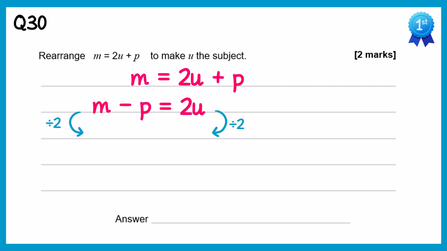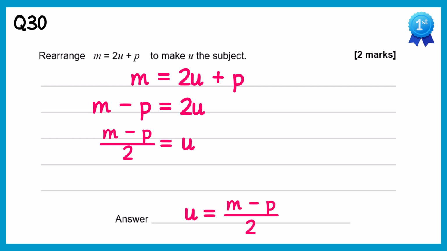Now we can divide both sides by 2. On the left, we have m subtract p, but we're dividing it by 2, and on the right, 2u divided by 2 is just 1u. Now that u is on its own, it's considered the subject, so u is equal to m minus p over 2.